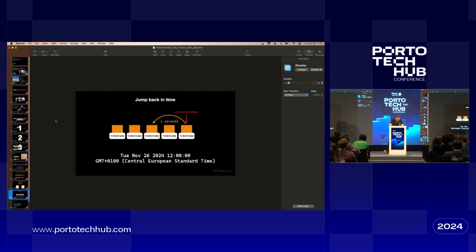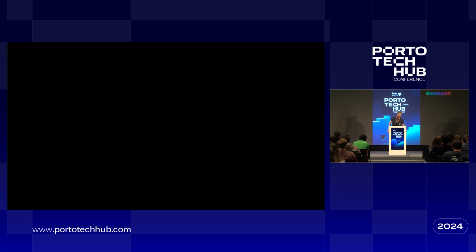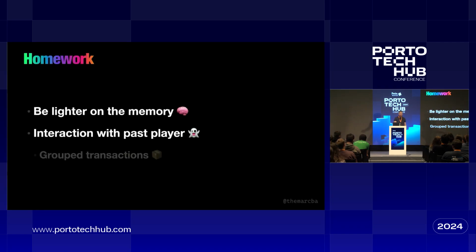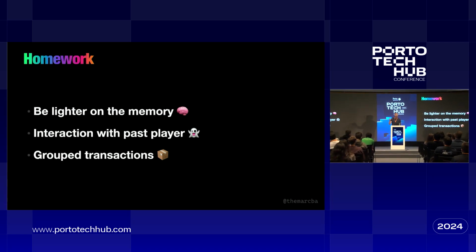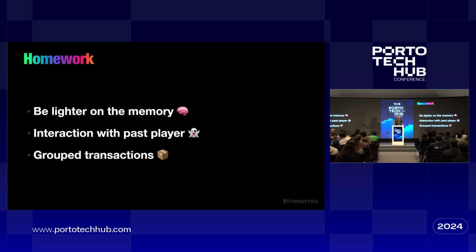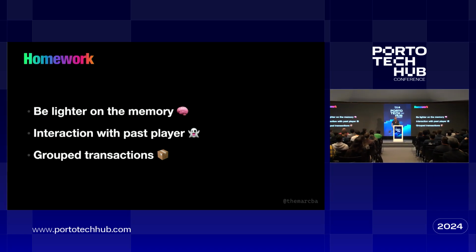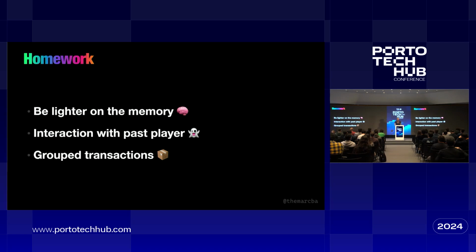This is homework, not for you guys, it's for me, to be lighter on the memory. So what could we do? Instead of saving the entire state, we can just save the change and then roll back the changes. That would be more memory efficient. I really wanted to have interaction with the past player, but that would have been a little bit crazy to explain. I got it sort of working.